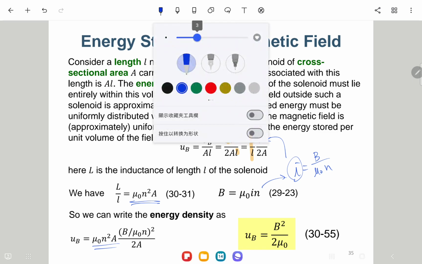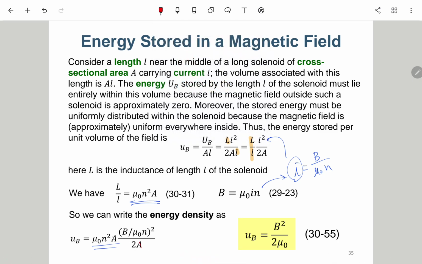So finally we can do many cancellations. This A cancels with this A, this n squared cancels with this n squared, and this mu 0 partly cancels with the mu 0 squared in the denominator. So here we have 2 mu 0 in the denominator and B squared in the numerator. Finally u_B is B squared over 2 mu 0. So the energy density is proportional to the square of the B field.